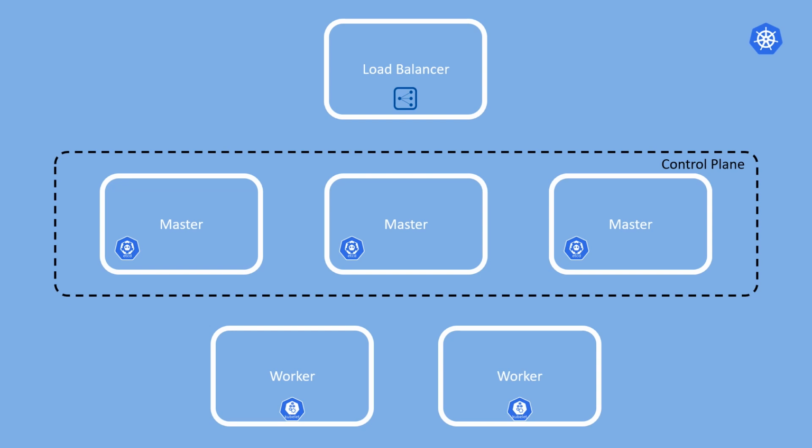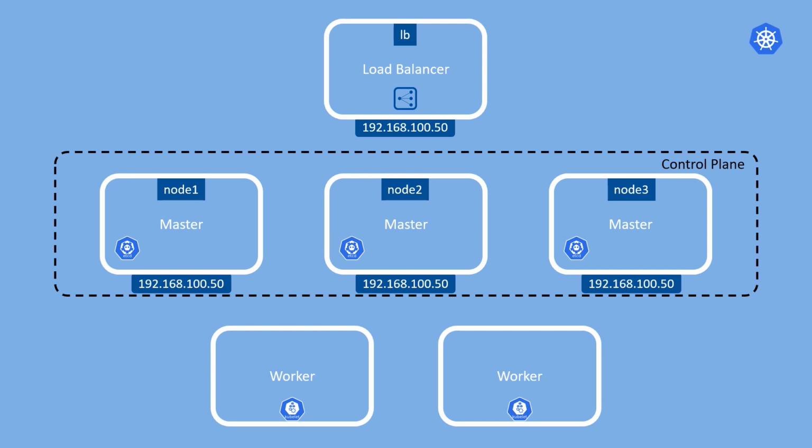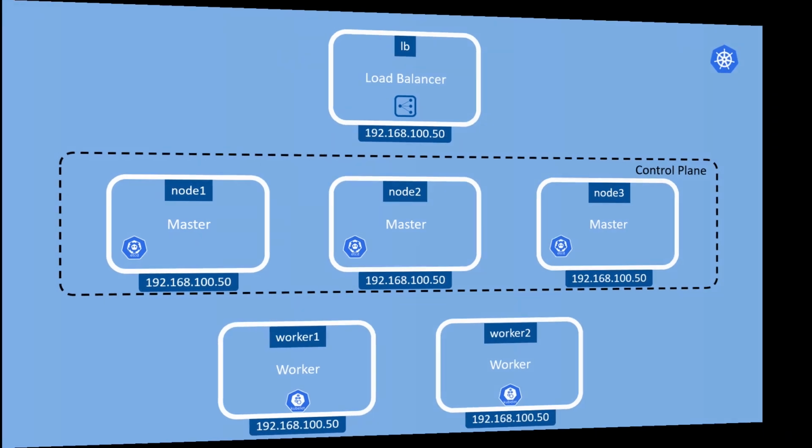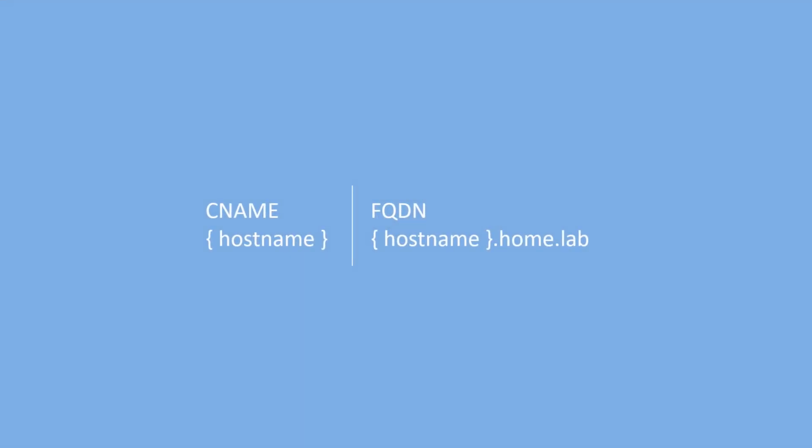I'm going to use 6 identical local VMs with 2 CPUs and 2 GB memory and CentOS 8 installed. These are my IPs and host names: node1 to node3 for masters, worker1 and 2 for workers and LB for load balancer. Also, I have already set up local DNS with the hostname as a CNAME in the domain home.lab.